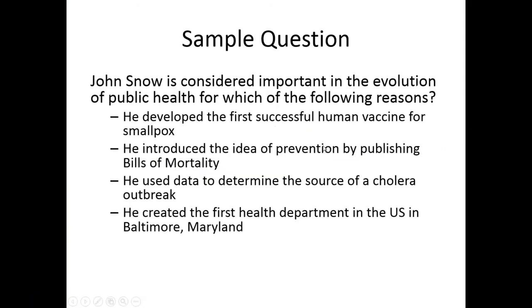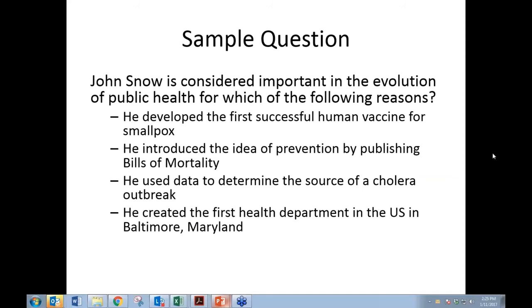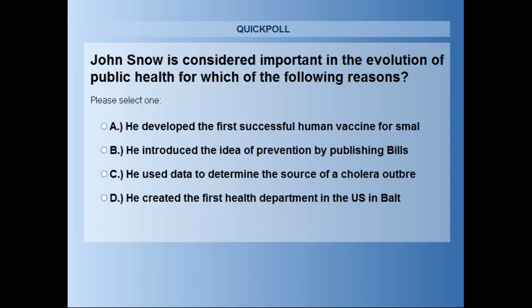Okay. The next question is, John Snow is considered important in the evolution of public health for which of the following reasons? He developed the first successful human vaccine for smallpox. He introduced the idea of prevention by publishing bills of mortality. He used data to determine the source of cholera outbreak, and he created the first health department in the U.S. in Baltimore, Maryland. And I'll launch the question now. Go ahead and key in your answer.